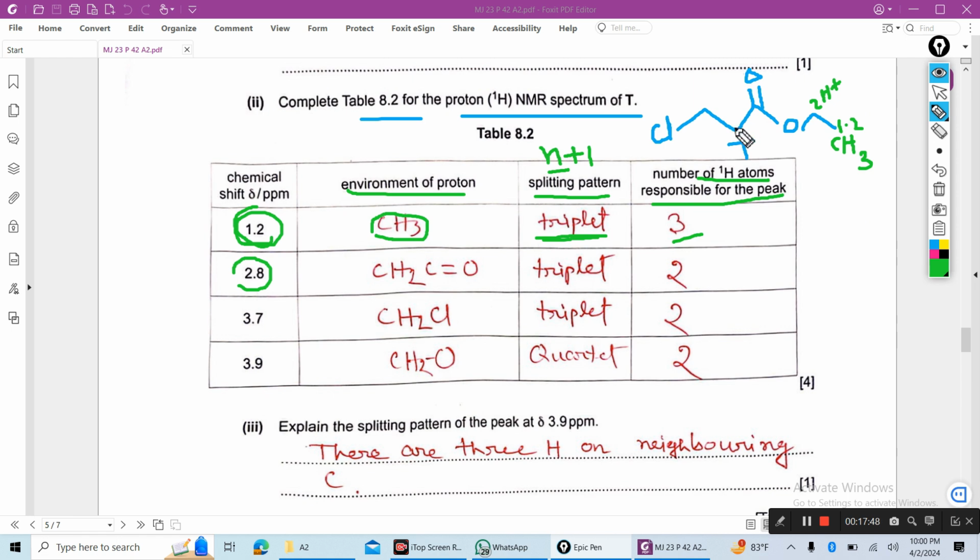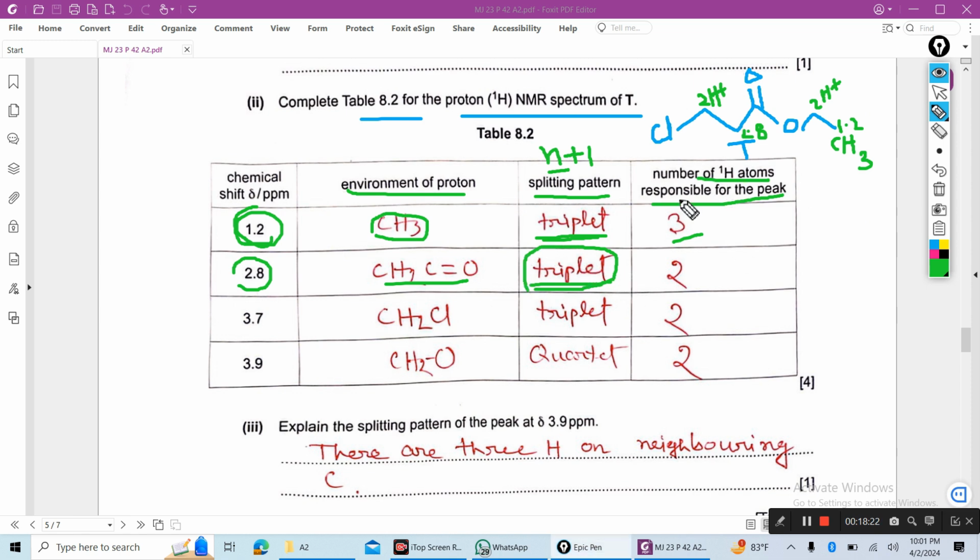Here this is 2.8, this is CH2 next to the carbon-oxygen double bond, this group. And the splitting pattern is a triplet. Why? Because there are 2 protons, 2 hydrogen atoms on the neighboring carbon, so by the n plus 1 rule it will be 2 plus 1, 3 peaks. 3 peaks is known as a triplet.